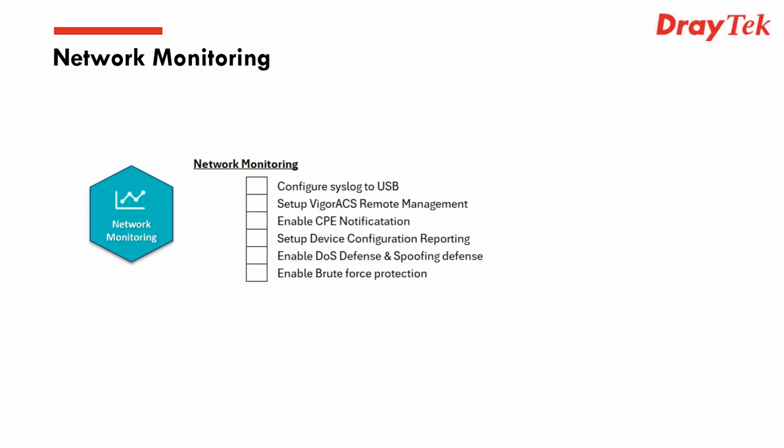And on the network monitoring, we've got related things to do with being able to monitor what's happening and get auditing logs. So configuring syslog to a USB stick is a really good idea. If you do enable that, then you've got the logging stored locally, so that can be very helpful. But for remote stuff, enabling remote management with Vigor ACS is really helpful, and that then, if you enable CPE notification, gets you useful logs that show attempts to log in or when people are logging in locally, and also it gives you a timestamp of if people are making changes to the router. So that's really good for auditing purposes. And setting up device config reporting in Vigor ACS is a good idea, so that you can regularly report on the configuration. This is a function in reports on Vigor ACS. And then enabling DoS defense and spoofing defense and enabling brute force protection are all really helpful network monitoring functions.